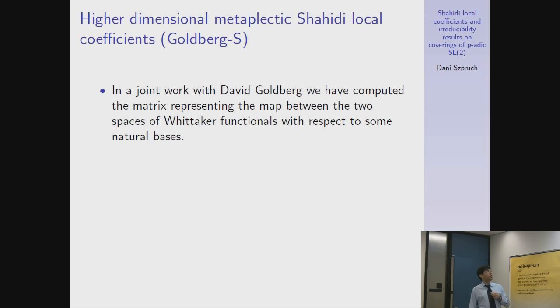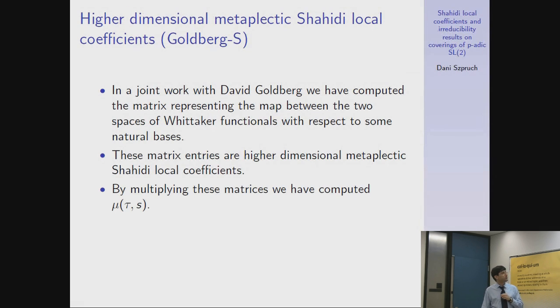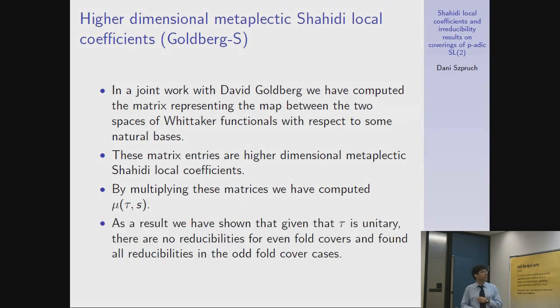In a joint work with David Goldberg, we've computed the matrix representing the map between the two spaces of Whittaker functionals with respect to some natural basis. Nothing much fancier than what I've shown you in the linear case. These matrix entries are high dimensional metaplectic analogs of Shahidi local coefficients. And by multiplying these matrices, we recover again the intertwining measure.